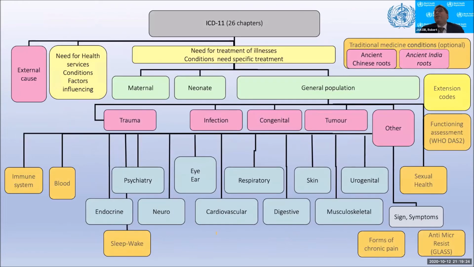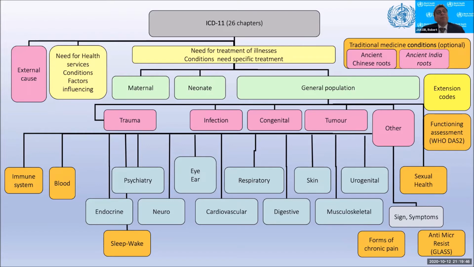Here you see the classification, for those who are statisticians among you. It has a very traditional structure, with external causes and all these other elements, maternal cases, neonatal cases. This has remained stable and invariant to not trouble the big statistics that are done with this in the general population. But what you see here in orange, that's all new.